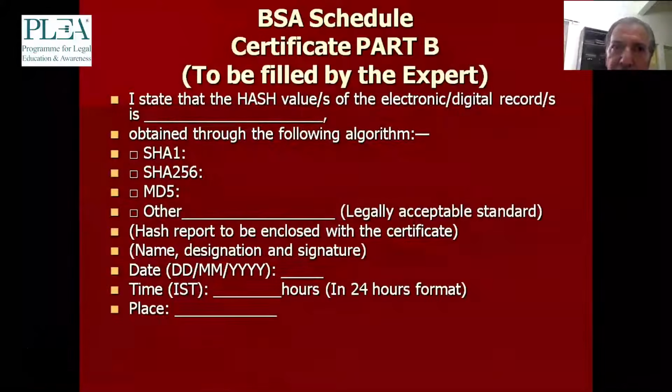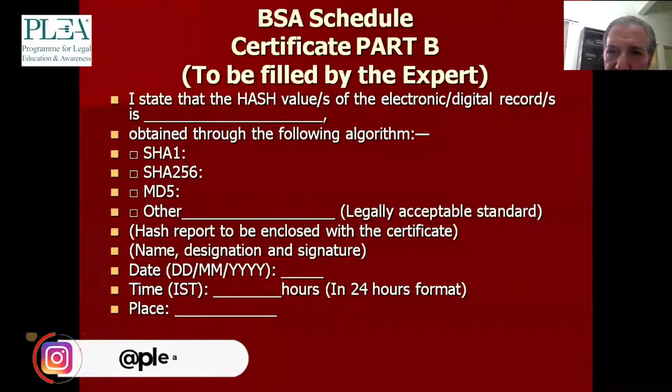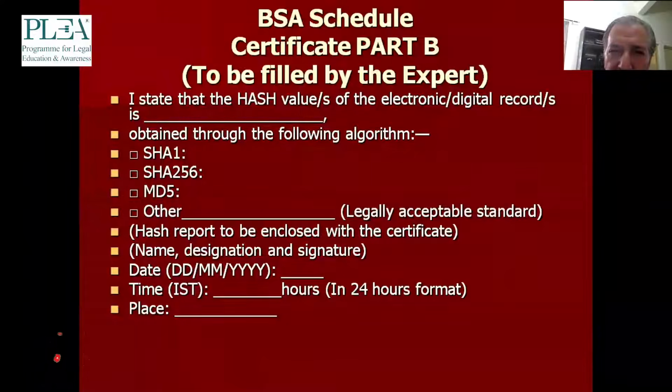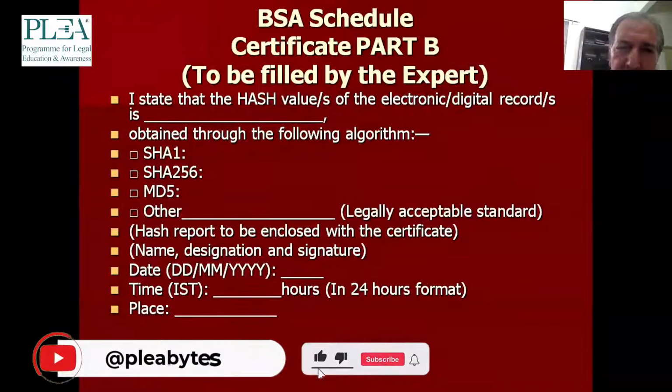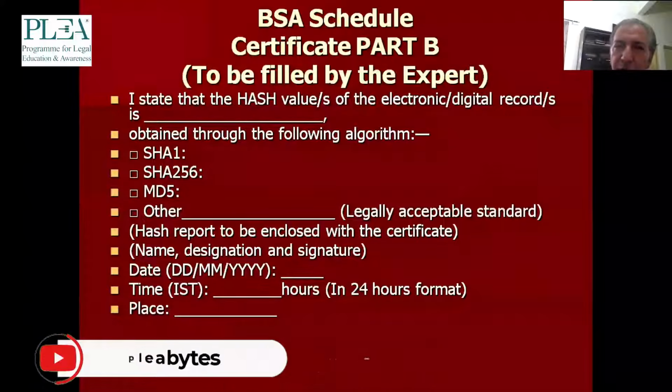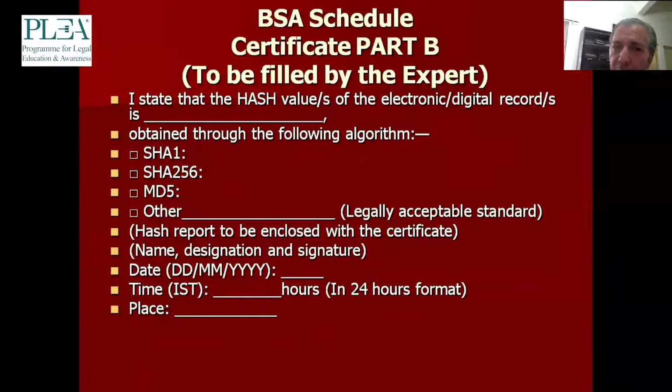Then there is again part of this certificate. I state that the hash value of the electronic digital record is so and so, obtained through the following algorithm: SHA-1, SHA-256, MD5 (Message Digest 5), or another legally acceptable one. This is to ensure that there is no tampering over the network or through any electronic process.